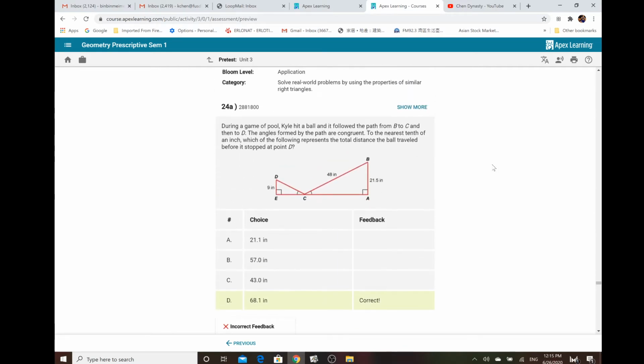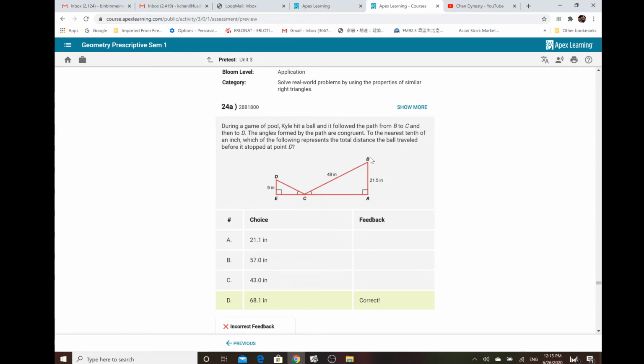And now here's another word problem. During a game of pool, Kyle hit a ball and it followed the path from point B to point C, and then to D. So B to C and then C to D. The angles formed by the path are congruent. To the nearest tenth of an inch, which of the following represents the total distance the ball traveled before it stopped at point D?